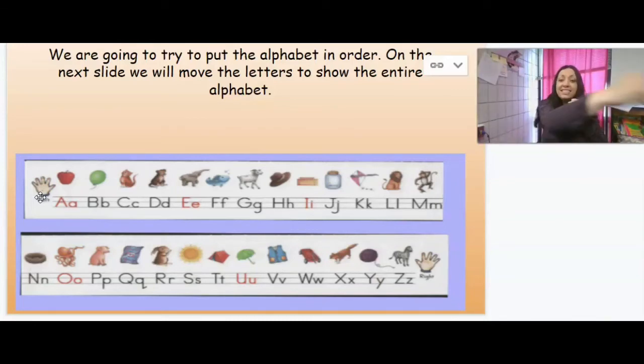B, B, C, K, D, D, E, F, F, G, G, H, I, J, J, K, K, L, M, N, O, P, Q, R, S, T, U, V, W, X, Y, Z. Very good.